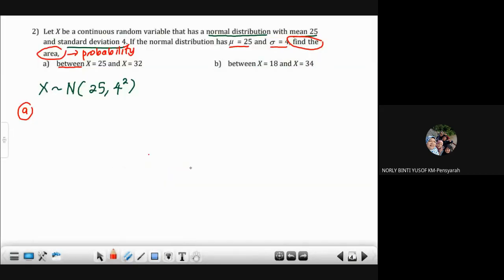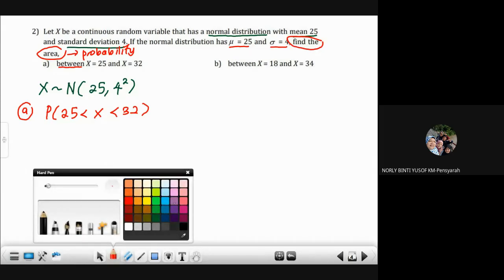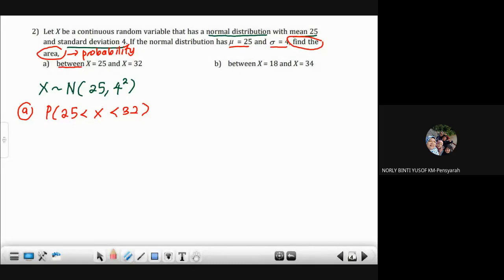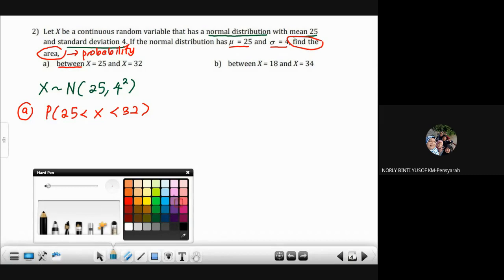So, sorry. So probability 25, 32, between. So dia tak ada equivalent sign because the word between. Okay, kalau tu inclusive tu termasuk lah. Okay, this is your discrete of probability. So discrete probability you kena standardize untuk you baca table lah because this is X. So you want to standardize the score to Z value lah.